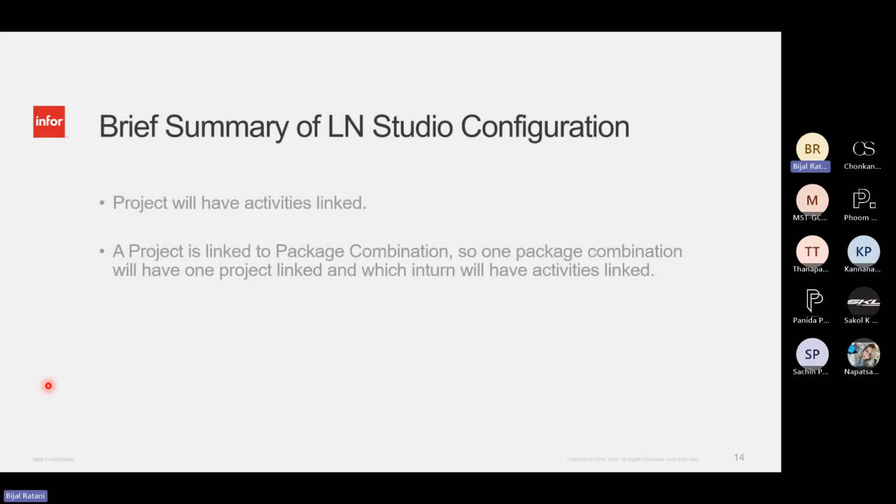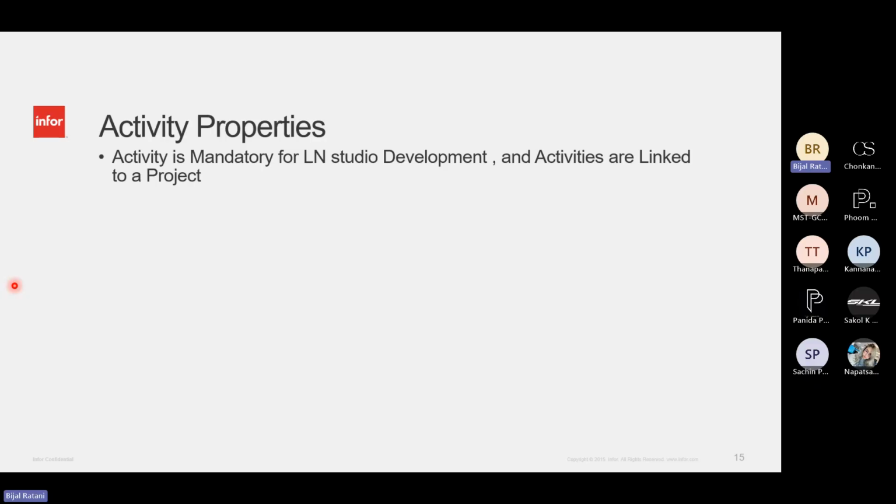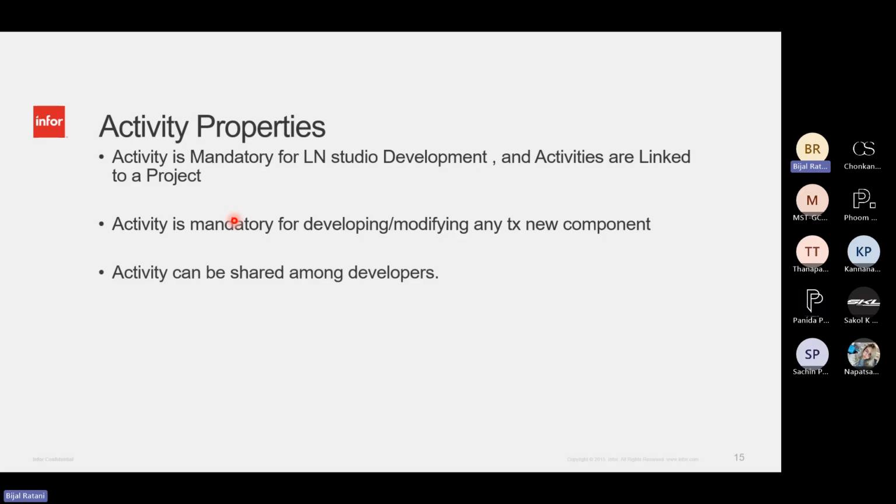The summary is continuing. One more time, I'm iterating that a project will have activities linked. And here we have already seen that a project is nothing but your package combination prefixing the ext word. Now let's see activity properties. Activity means the one activity which we have created, which is a mandatory step for developing or modifying any component.